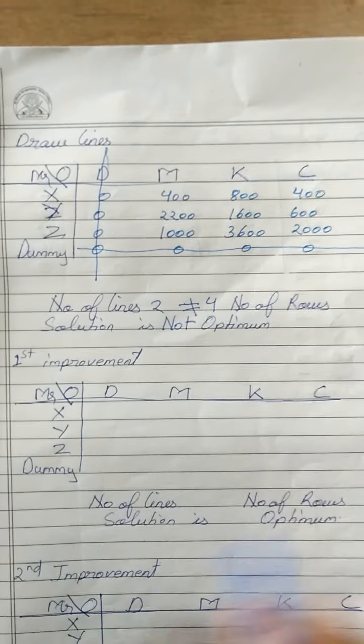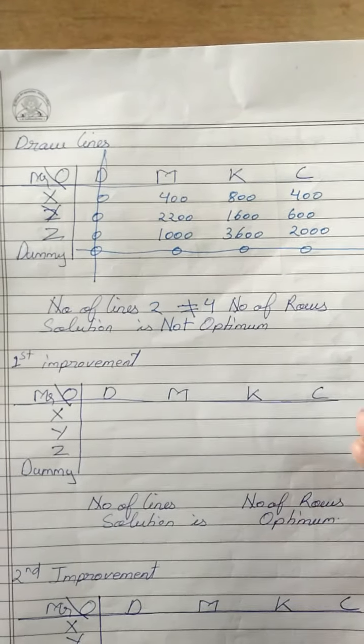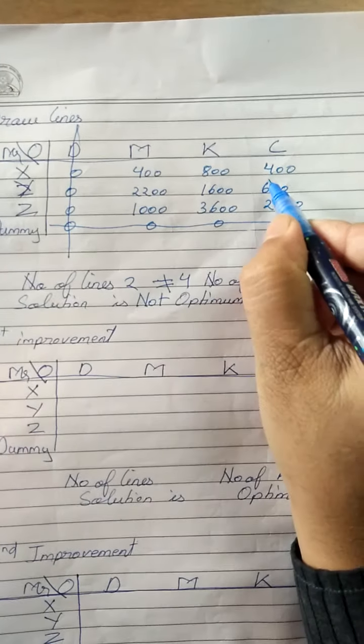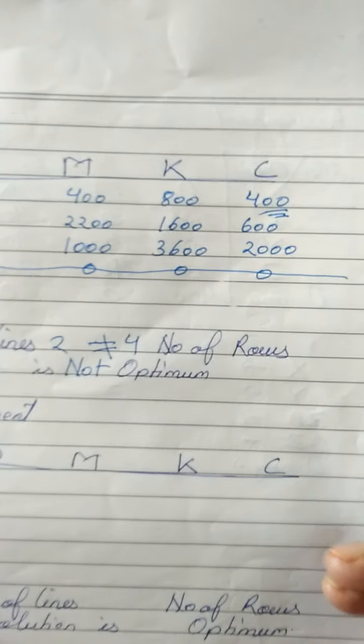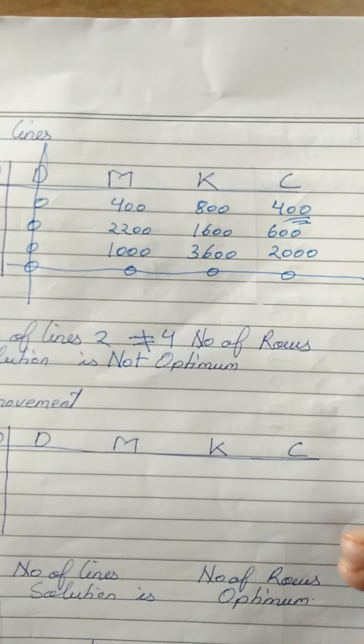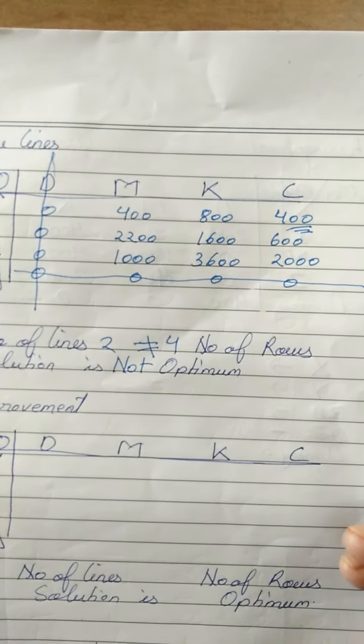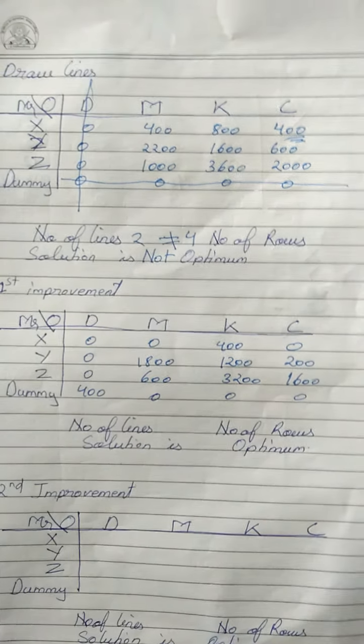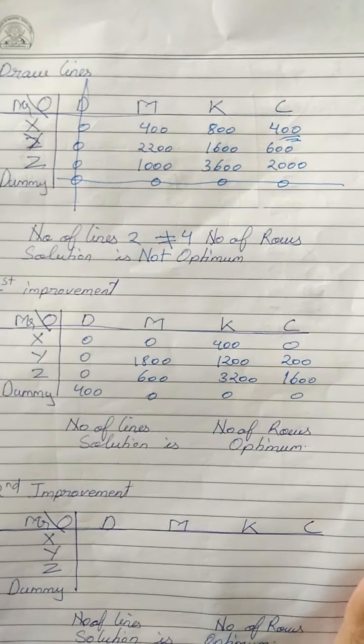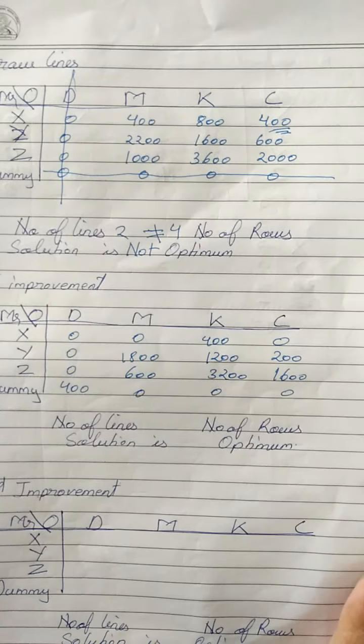How to go for improvement? Select the minimum number from the uncovered elements. 400 is the minimum uncovered element, so subtract 400 from all the remaining uncovered elements. Now after subtraction we get a new matrix after the first improvement.